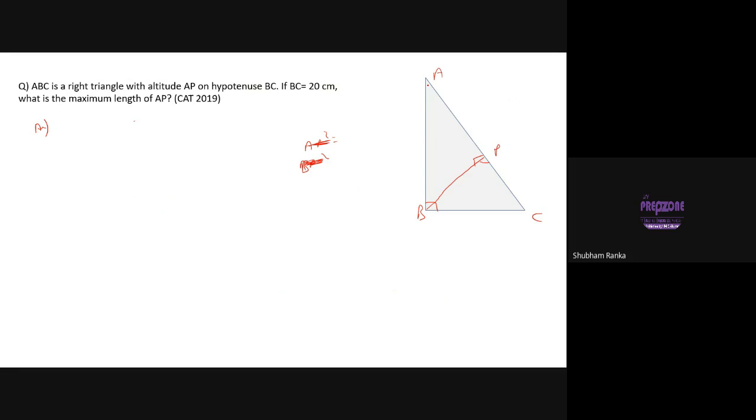Actually, the figure is not named correctly as per the question. ABC is a right triangle with altitude AP. So actually this should be A, this should be B and this should be C. So we had seen that for a right triangle where the 90 degree shoots the altitude to the side in front, AP square was equal to BP into PC. This we have seen. Correct.